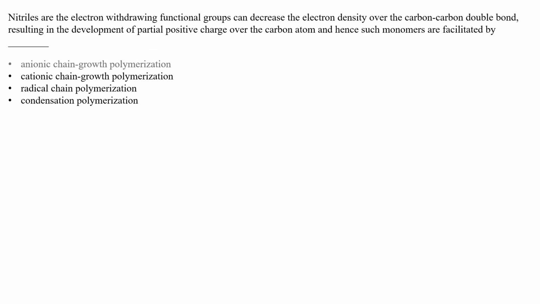Nitrides are the electron withdrawing functional groups and can decrease the electron density over the carbon-carbon double bond, resulting.